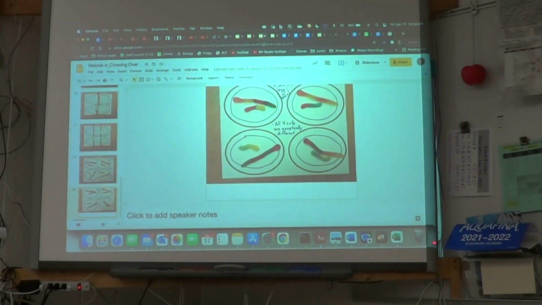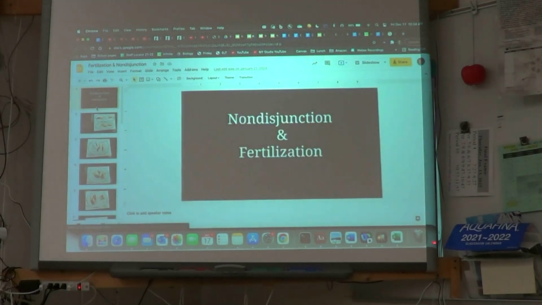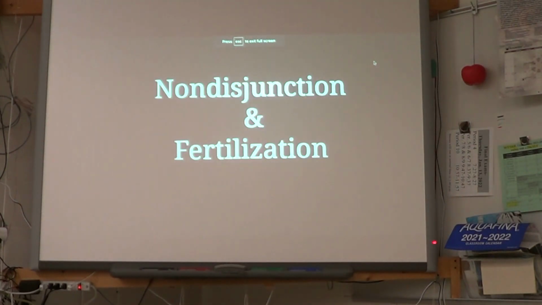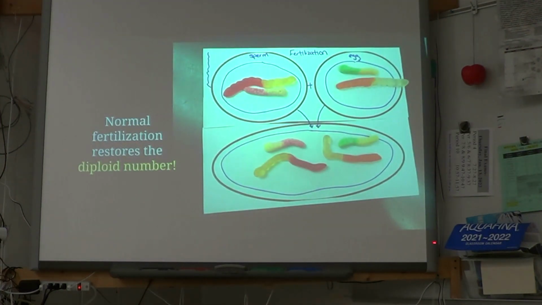Now, viewer discretion is advised. I'm going to show you a slide of two worms going through fertilization. Well, not worms, two cells going through fertilization. There it is. For mature audiences only.